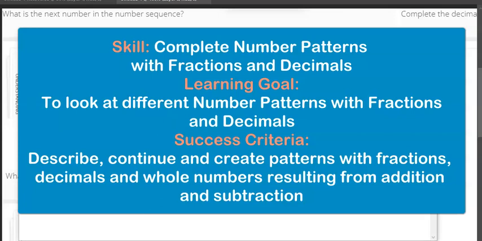This skill will be complete number patterns with fractions and decimals. This can be found in the Patterns and Algebra topic within Essential Assessment. The learning goal is to look at different number patterns with fractions and decimals. And the success criteria is be able to describe, continue and create patterns with fractions, decimals and whole numbers resulting from either addition or subtraction.